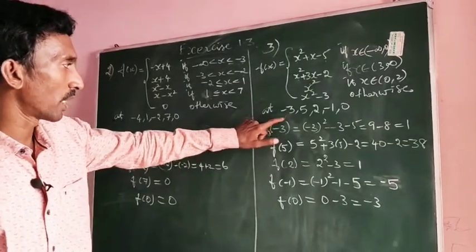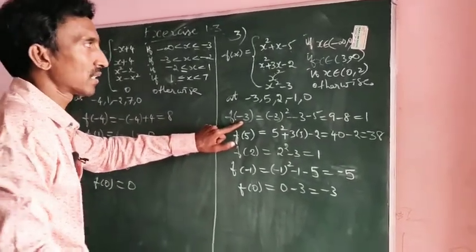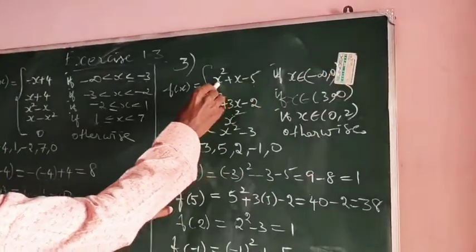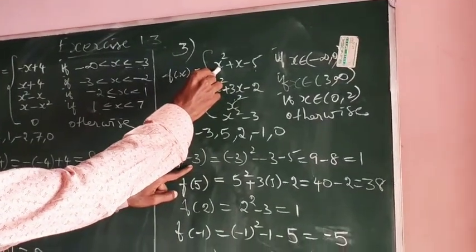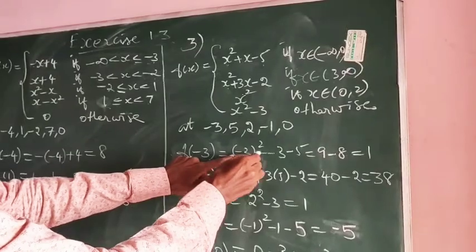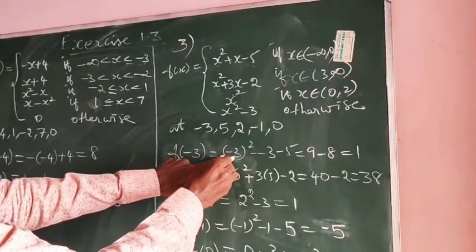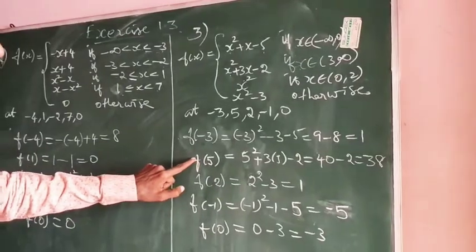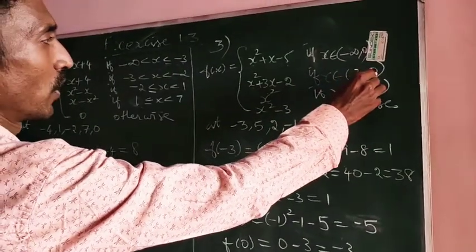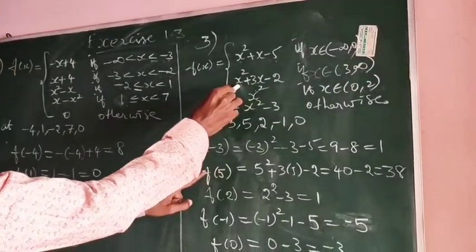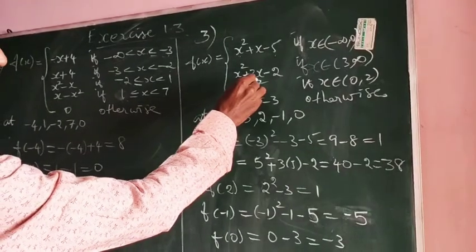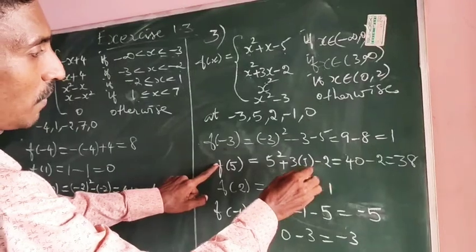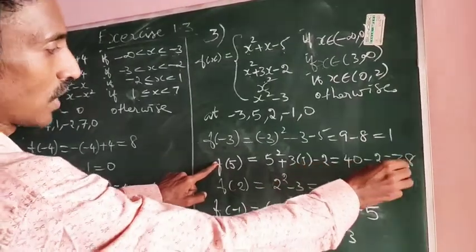So look at the first one, f of -3. -3 lies in the first interval -∞ to 0. So put x equal to -3 in the first one. -3 the whole square, -3 minus 5. It is 9, 9 minus 8 is 1. Next, 5. So 5 lies in the interval 3 to infinity. Put x equal to 5 here. 5 square plus 3 into 5 minus 2. So 25 plus 15, 40 minus 2, 38.